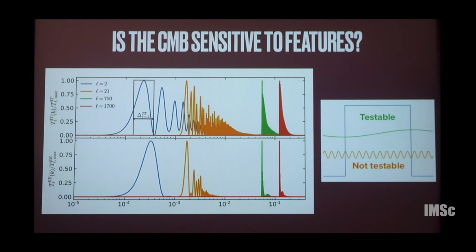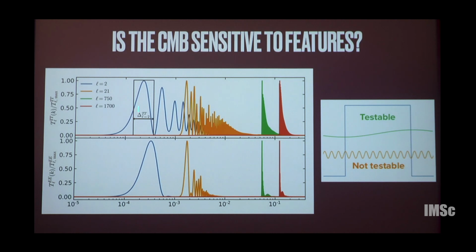And the question is yes, but it really depends on the frequency of these signals. And the reason is the following. As I showed before, the CMB angular power spectra are a convolution of this primordial power spectrum and the window function, which is what we call the transfer function. At any multipole we have a different transfer function which depends on k, and this is an example for a couple of multipoles.